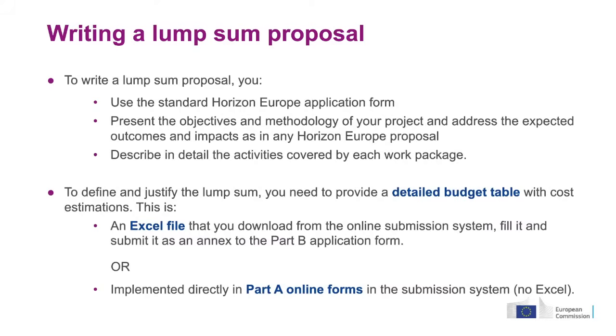We are rolling this out successively. So the first topics have started using this online form, while all the others are still using the Excel file. It's a very simple rule. You either find in your online submission system an Excel template, which you have to complete and upload afterwards, or you don't find it, in which case you will find the budget implemented in Part A. There are only these two alternatives. It's never both, and there must be at least one.